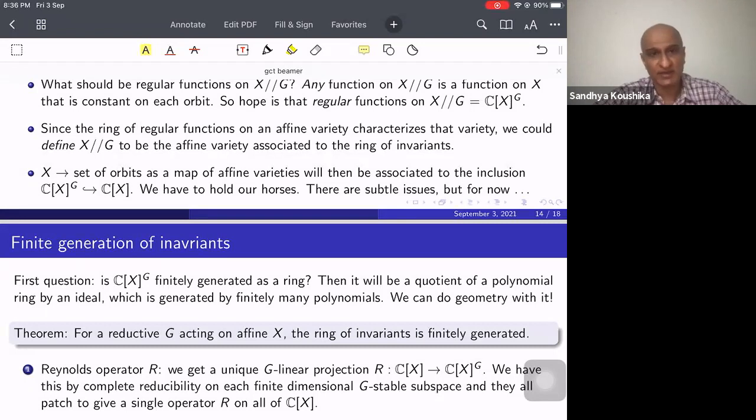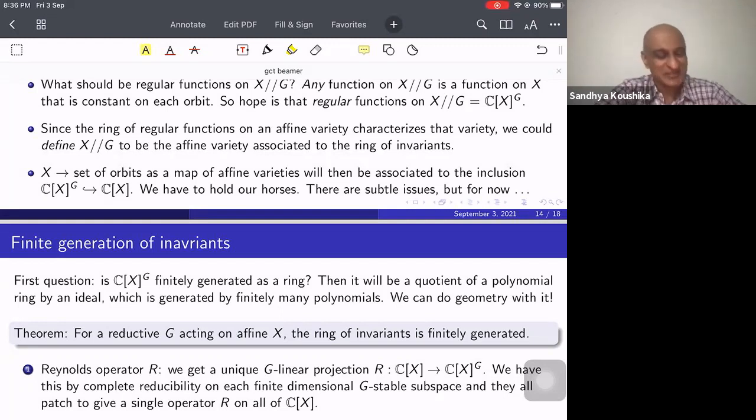So this projection operator, not only does it exist, it is a unique G invariant projection. And I will be able to put all of them together for the coordinate ring to get such a projection. Okay. Now there is one more nice property of this operator, which we require, is that this is not just G linear, but it is linear in the invariants themselves.